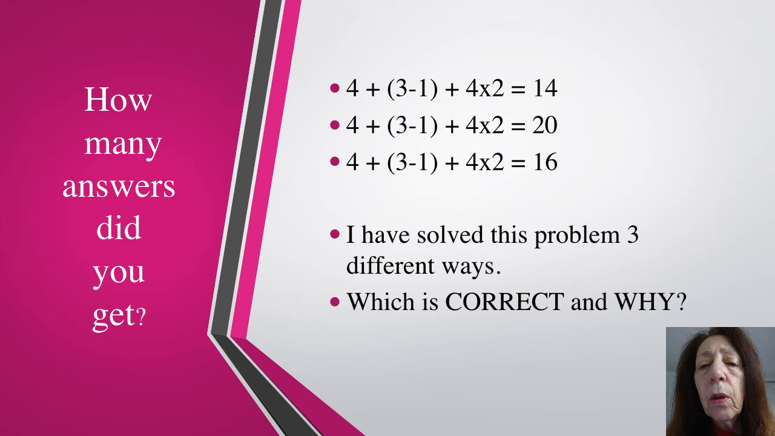The next one, 4 plus 3 minus 1, so that's 2, 4 plus 2 is 6, plus 4 is 10, times 2 is 20. Now I'm going a little silly on this last one. 4 plus 3 minus 1 is 2, so we have 6, times 2 is 12, plus that 4 gives me 16. Those are 3 different answers. Which is the correct one, and why?